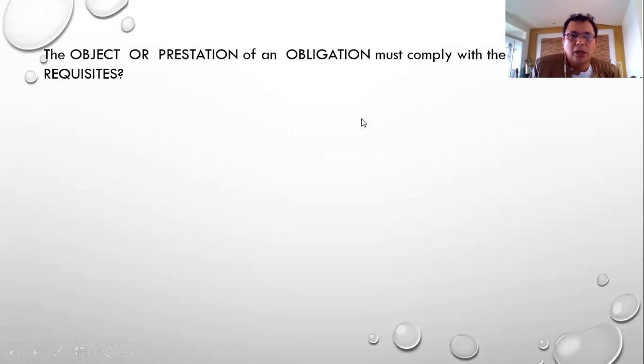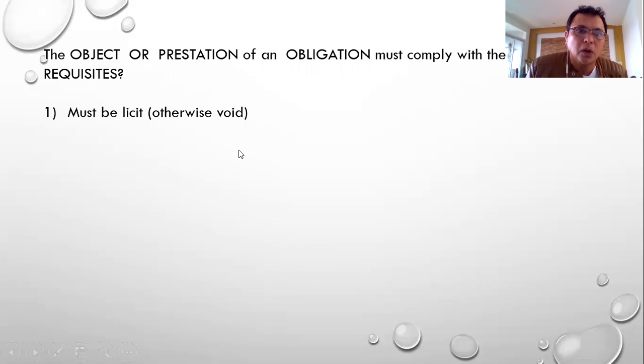So what are the requisites in order that the object or prestation is valid? First, the object must be licit or legal. Otherwise, if it's illegal, then it's void. There can be no obligation if the object is illegal. Like I'll give you marijuana or I'll give you shabu. Those kinds of things are illegal, so there is no obligation.